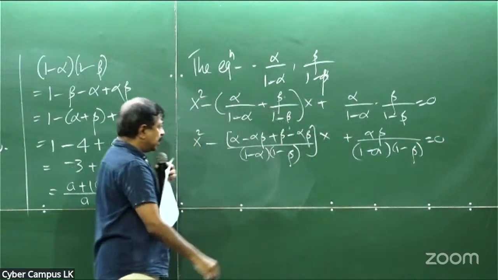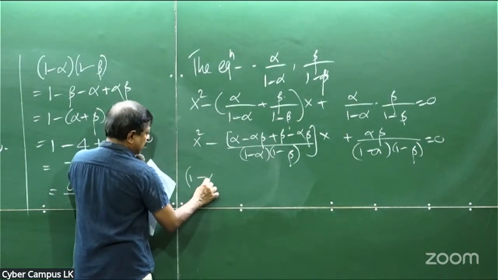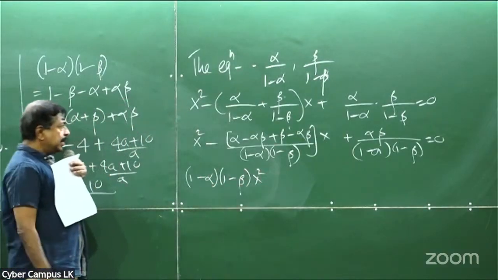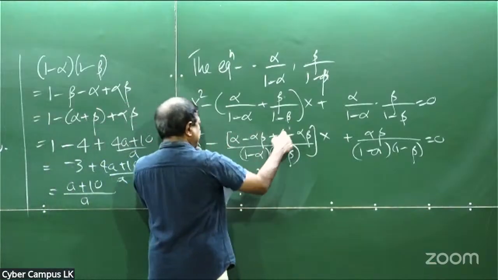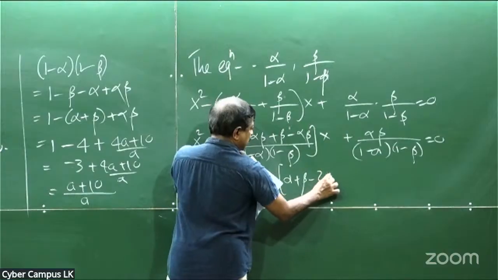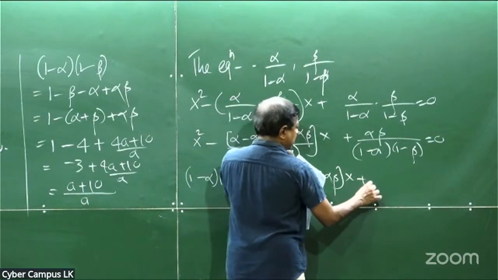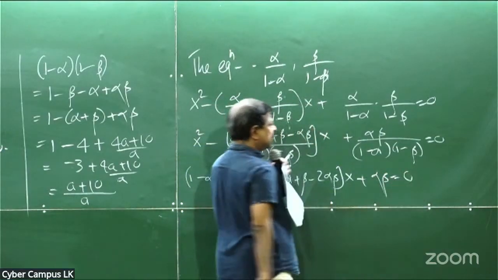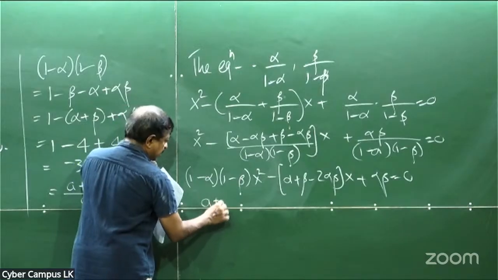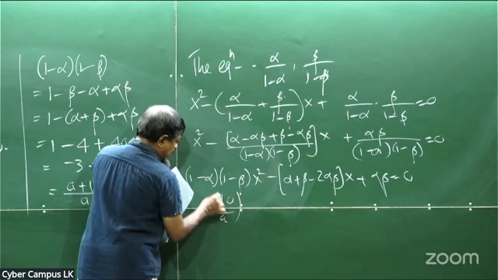You can multiply each and every term by 1 minus alpha times 1 minus beta. You get that. Here you have alpha plus beta minus 2 alpha beta. Here you have alpha beta. You substitute these values. This is A plus 10 over A, then you can simplify that.